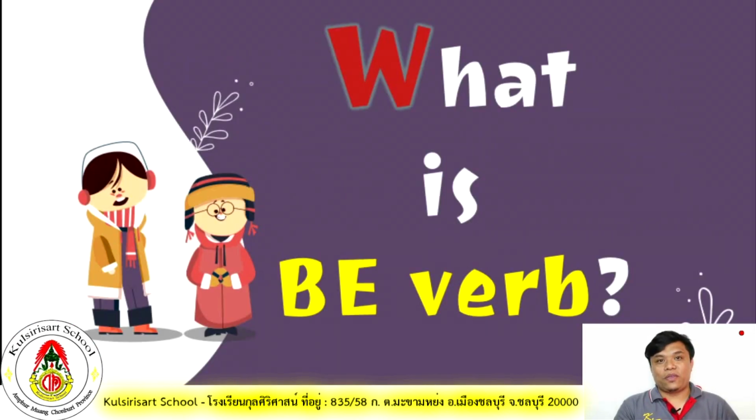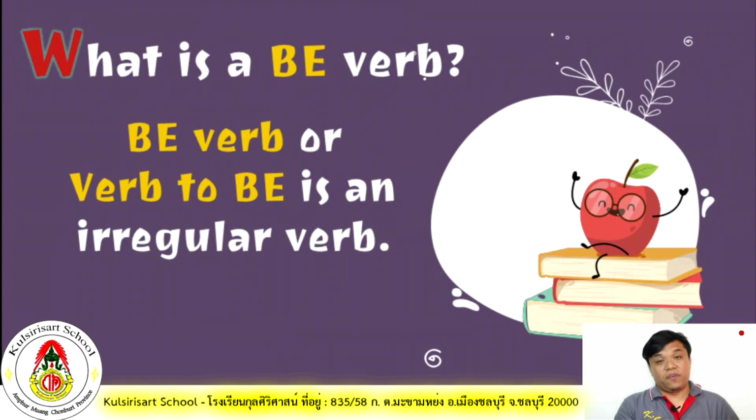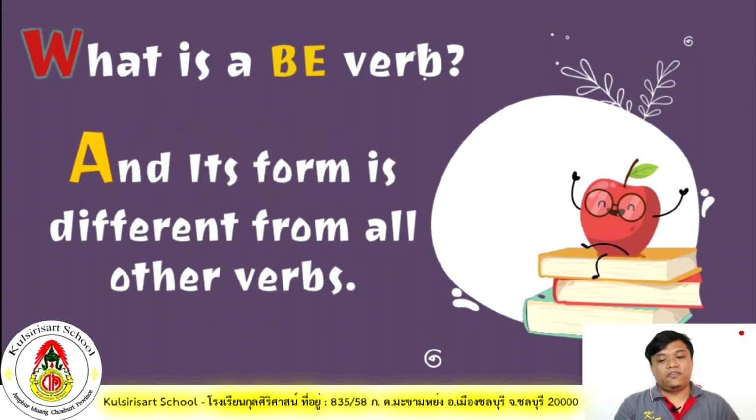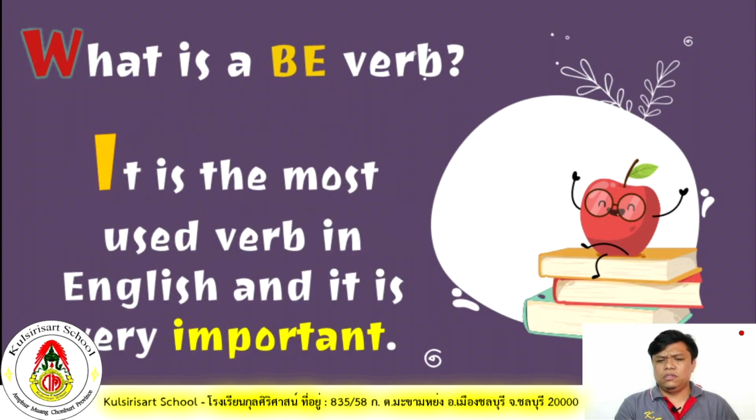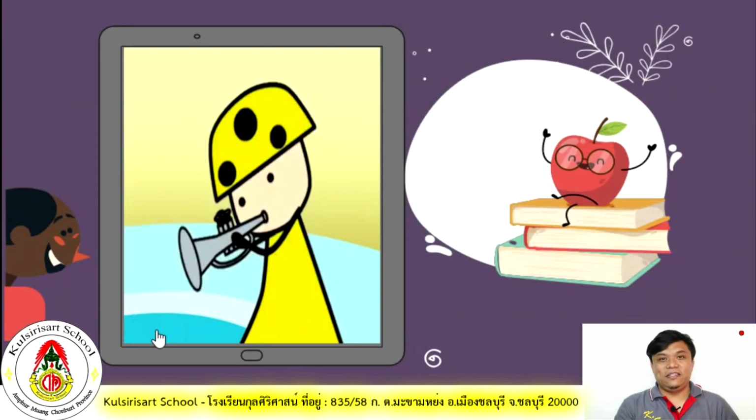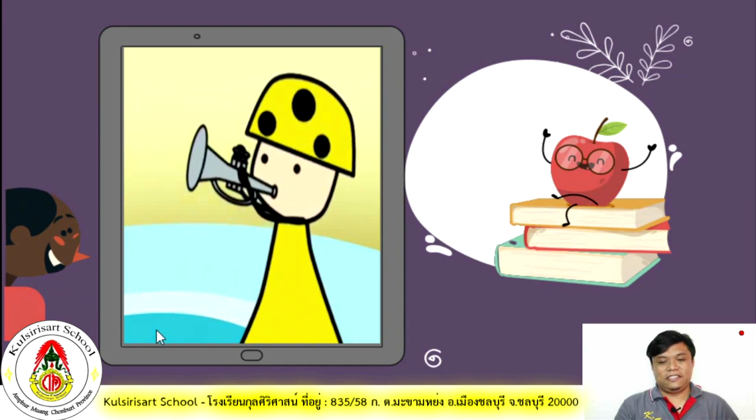Okay, let's start with a question. What is a be verb? Be verb, or verb to be, is an irregular verb, and its form is different from all other verbs. It is the most used verb in English, and it is very important. Before we start the lesson, let's listen first to a very fast video clip about present be verbs and the verb to be. Let's have a very fast look at what these be verbs are. Okay, let's start.